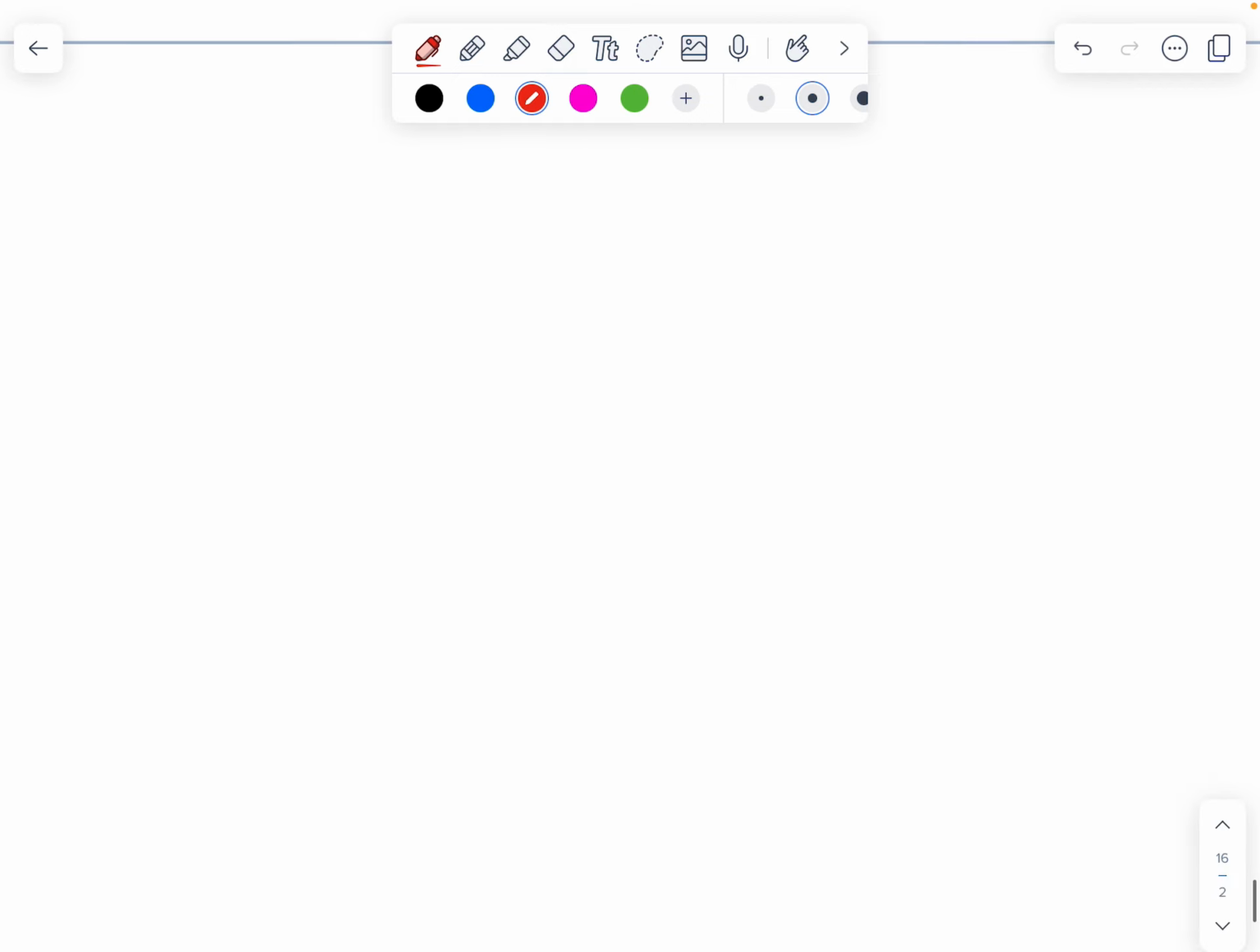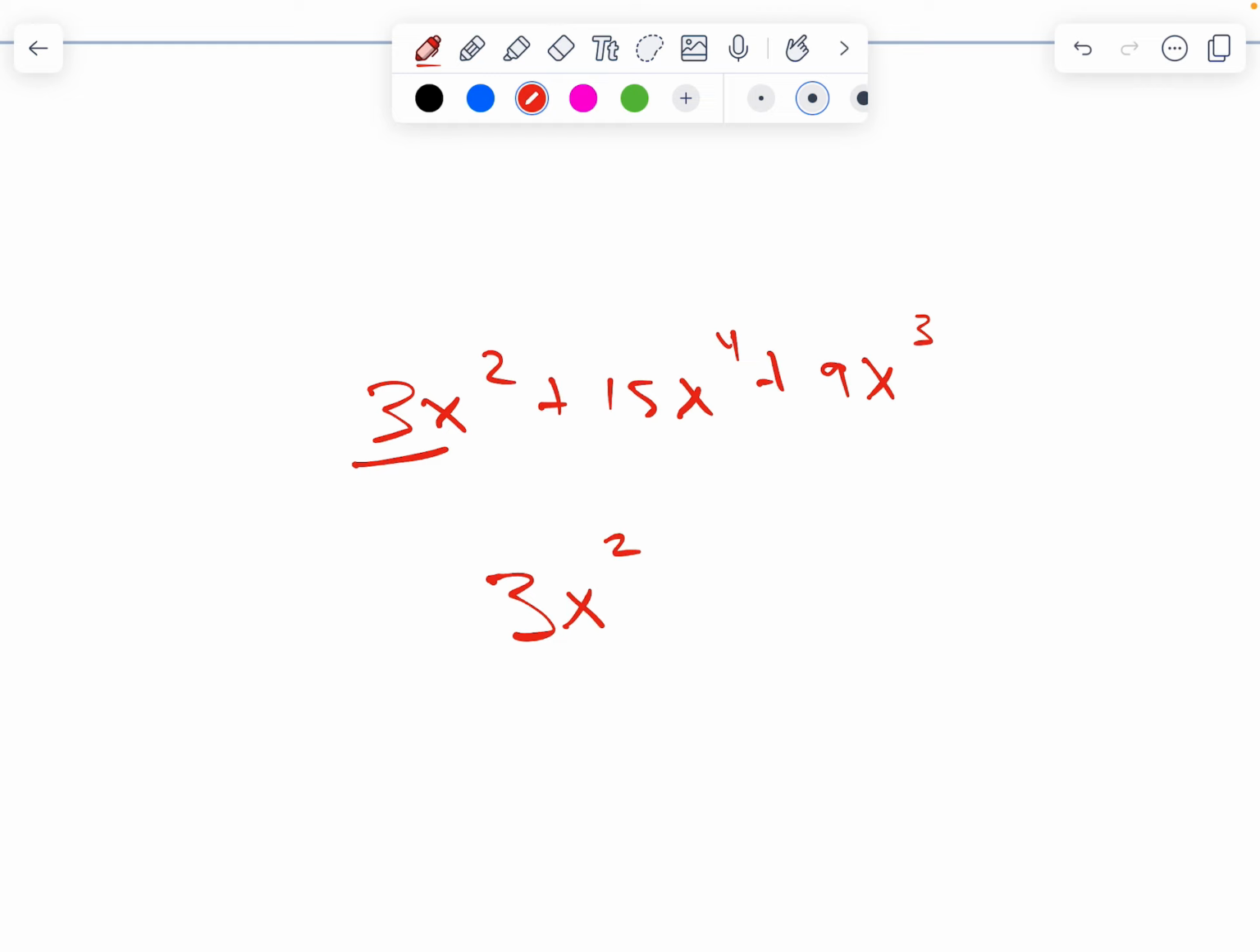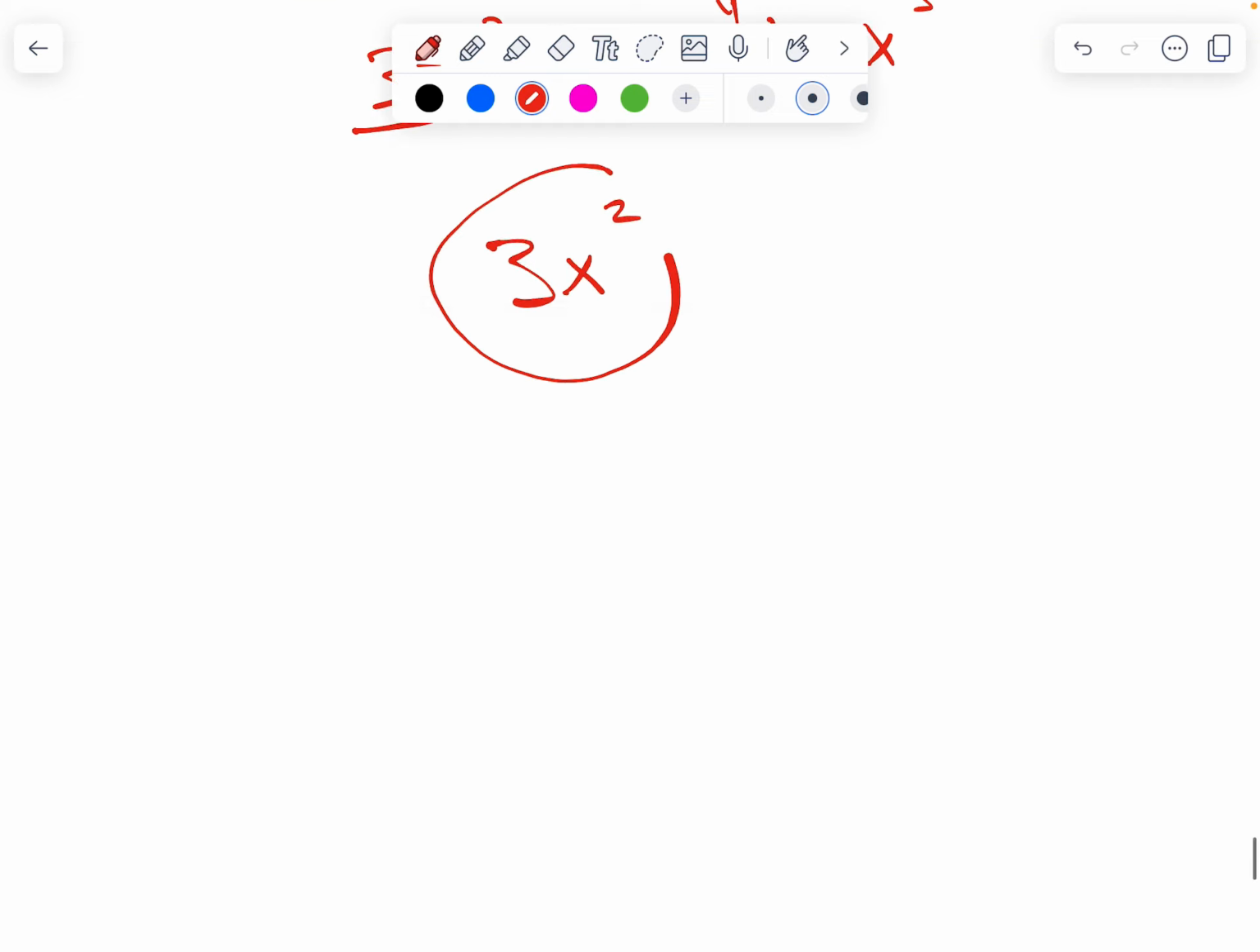All right, let's do this one with the fast method. You've got 3x squared plus 15x to the 4th plus 9x cubed. Think of what the greatest common factor is. All right, what can you divide them all evenly by? You can divide them all evenly by 3. What's the fewest number of x's? It's going to be x squared. So the greatest common factor is 3x squared. All right, pretty fast, right?